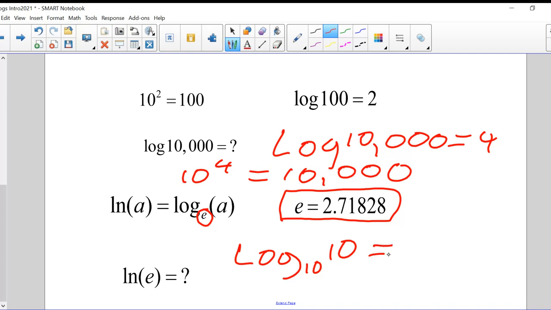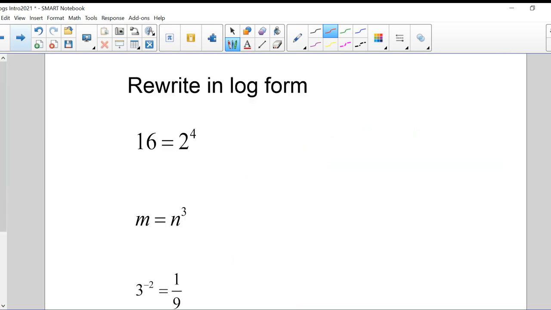Because remember, it is what I'm going to raise 10 to get 10. So what is the base e log? Remember that ln means it's base e. So what's the base e log of e then? It would be the same thing that Quinn just got. It would be 1, just so you know. If the base matches the thing that you're trying to find the log of, the answer is always going to be 1.